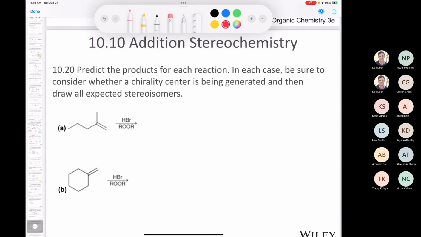All right, let's try some practice problems here. Stereochemistry comes into play here a little bit. It says, predict the products for each reaction. In each case, be sure to consider whether a chirality center is being generated, and then draw every stereoisomer that you could obtain. Well, it doesn't ask us to draw any mechanism at all here, but I always think it's fun to give it the old college try. So why don't we start with our bromine radical?